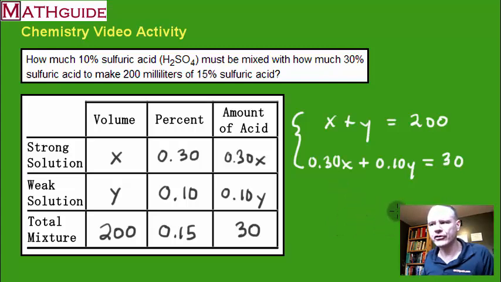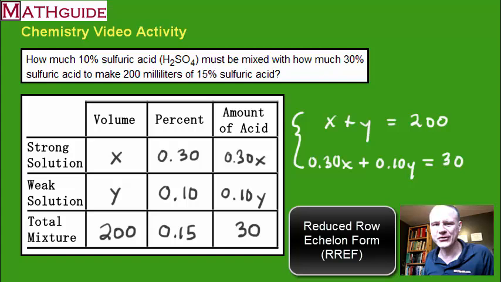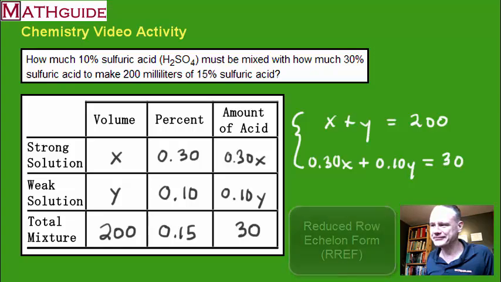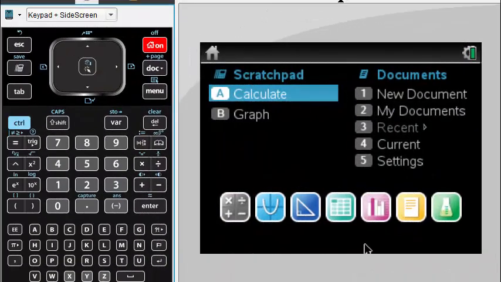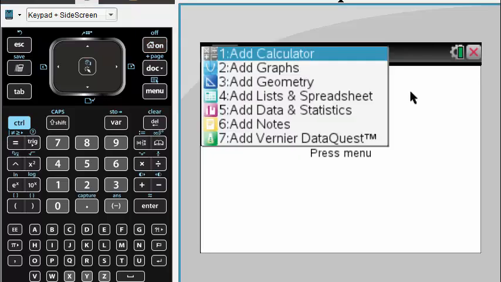I'm going to show you how to wrangle this system of equations using something called Reduced Row Echelon Form. Okay, so let's go to our next portion of the video. As you can see, I pulled up a Texas Instruments calculator. This is the TI-Nspire, one of their latest calculators. So what we're going to do is get a new document.